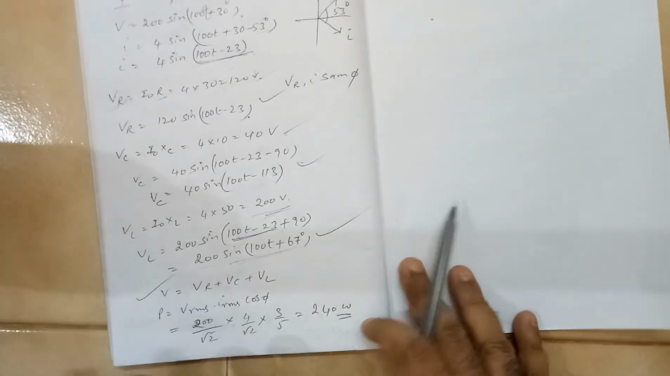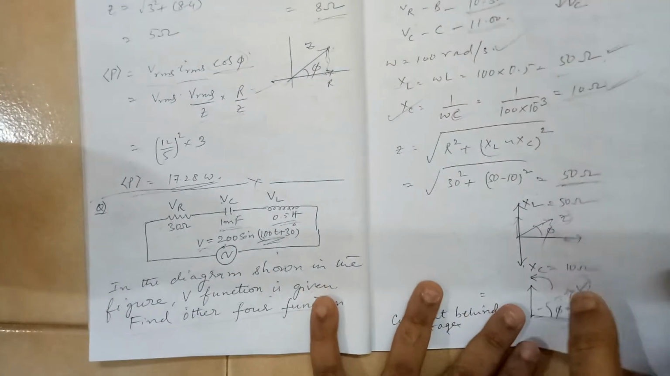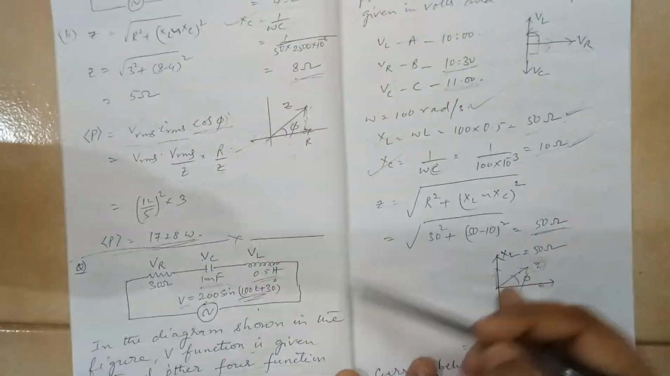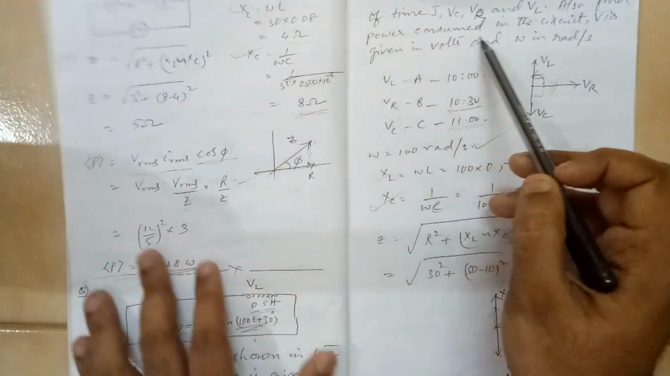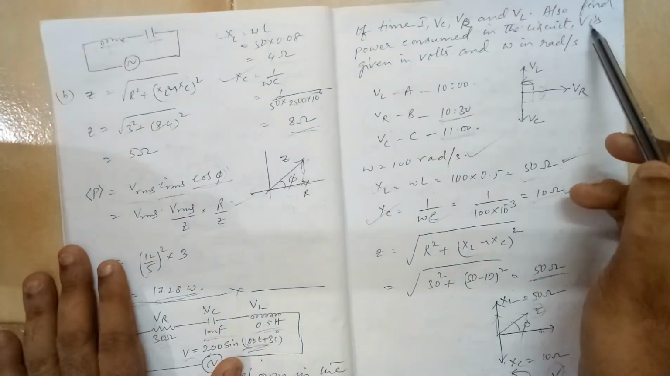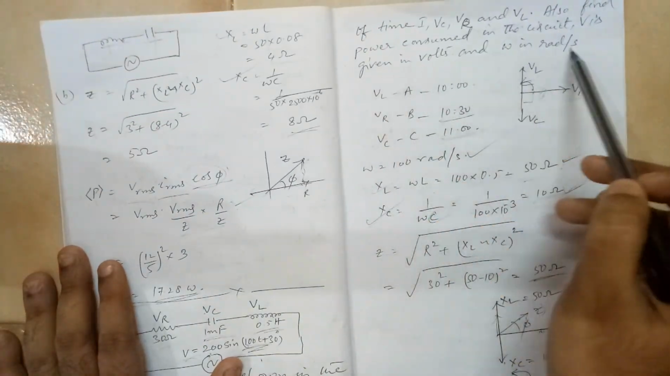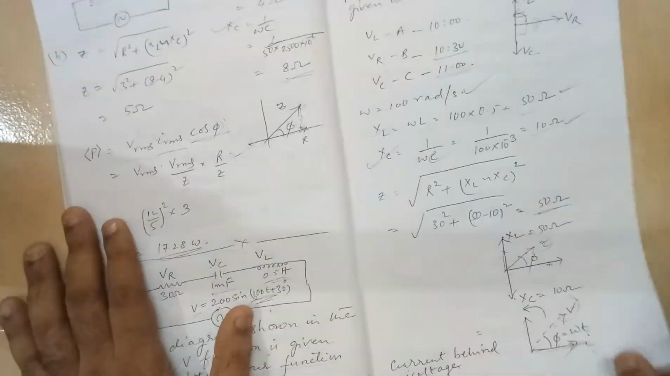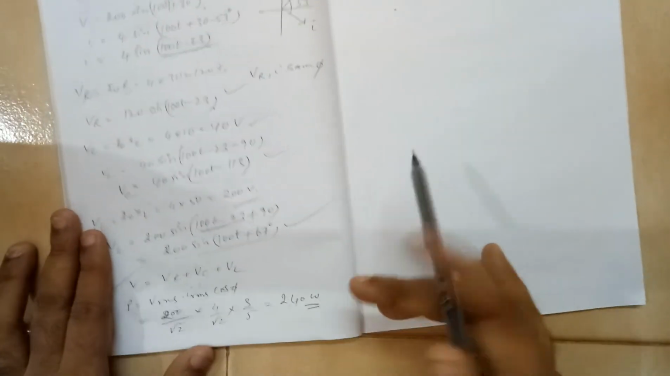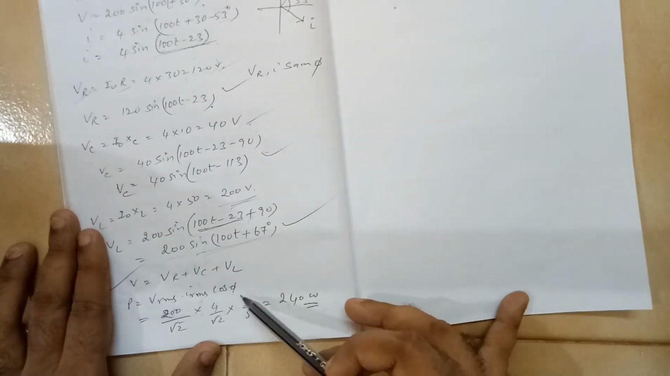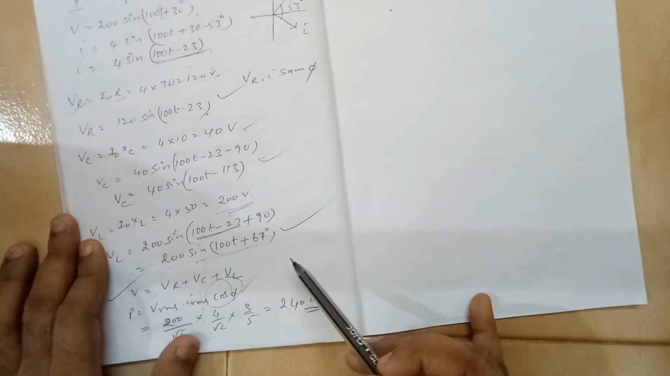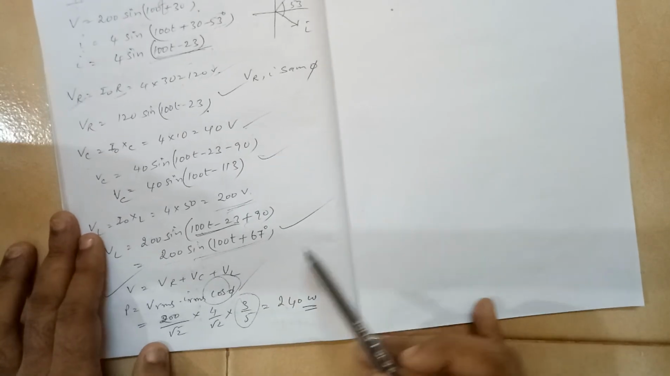And they also asked in the question, what is the power? The question is: find the power consumed in the circuit. What was the formula for power? Power was Vrms into Irms into cos phi. Cos phi is the power factor, which we have worked out to be 3 by 5.